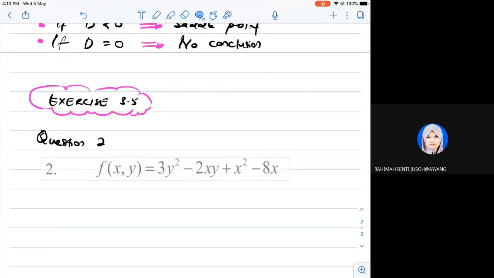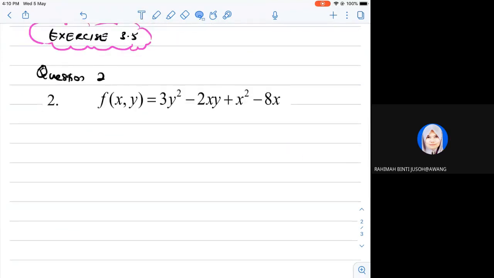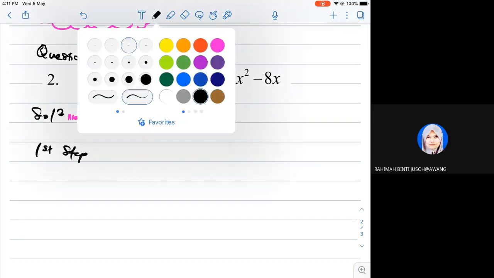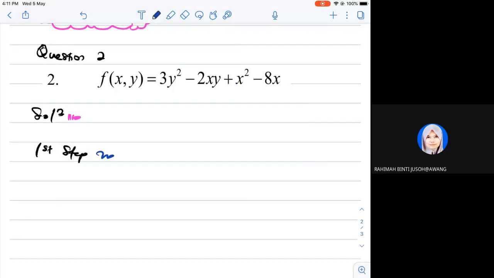Alright, so this is our function. fxy equals 3y squared minus 2xy plus x squared minus 8x. So, solution. Let me guide you first. First step, you have to find the critical points.